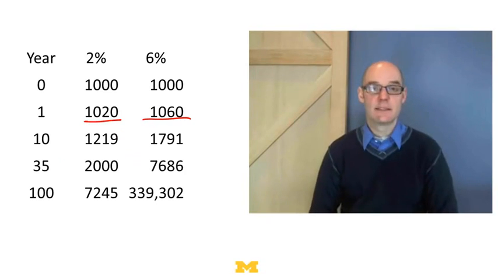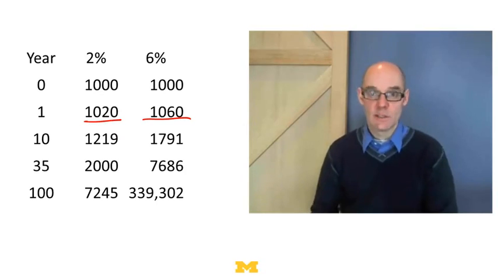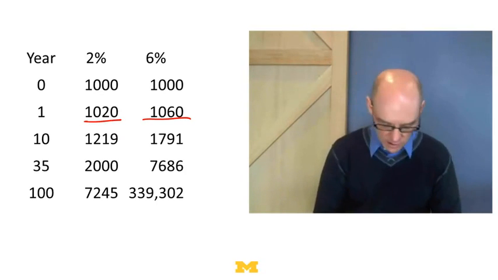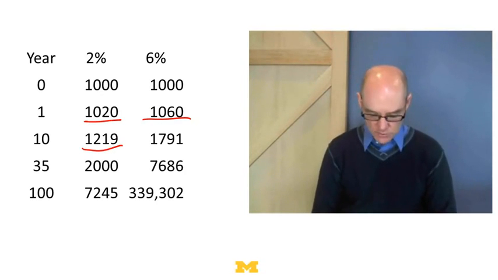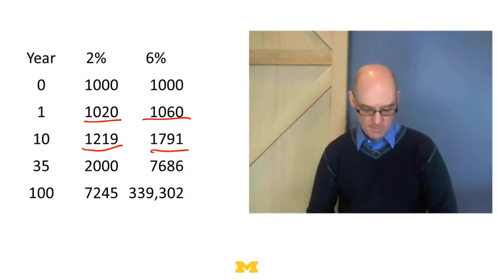The other country's at 1,060. Now you could say, big deal, $40 more per person. That's not a huge difference. Well, let's go ahead 10 years. In 10 years, if I use that formula, the people in the first country are making $1,200 apiece. People in the second country are making $1,800 apiece. So now they're 50% better off.